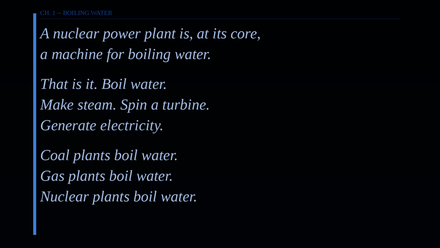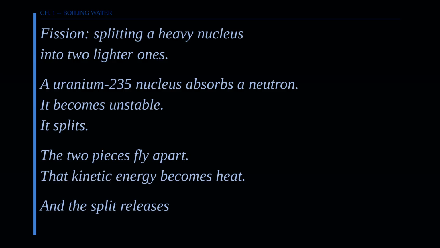To understand those risks and challenges, you need to understand fission. Fission is the process of splitting a heavy atomic nucleus into two lighter nuclei. The fuel in most nuclear reactors is uranium-235. Uranium is a heavy element. Its nucleus contains 92 protons and, in the case of U-235, 143 neutrons, for a total of 235 particles packed into a space about 100,000 times smaller than the atom itself.